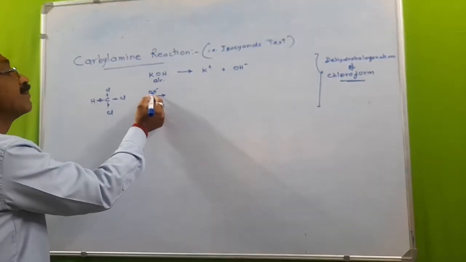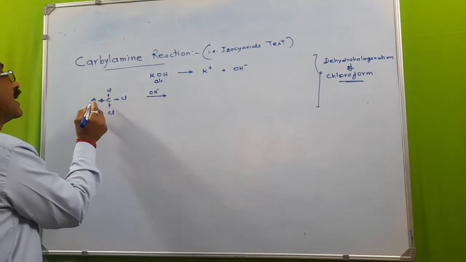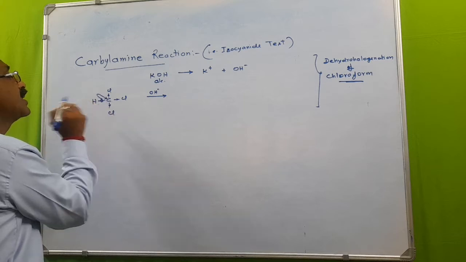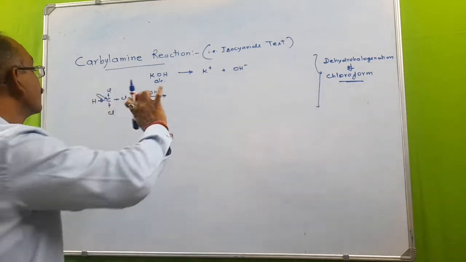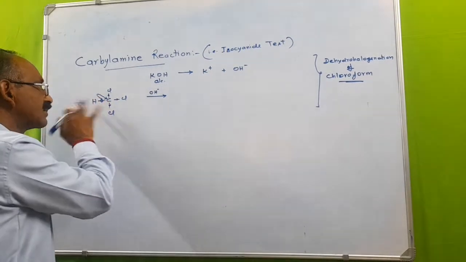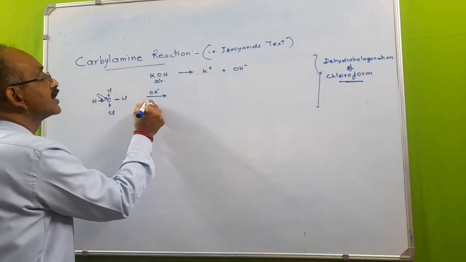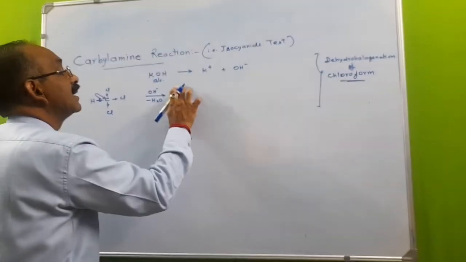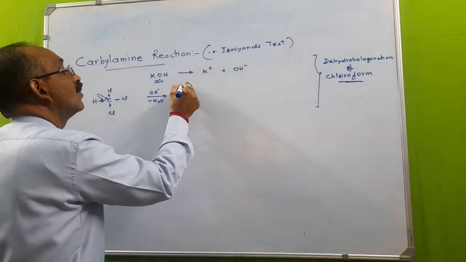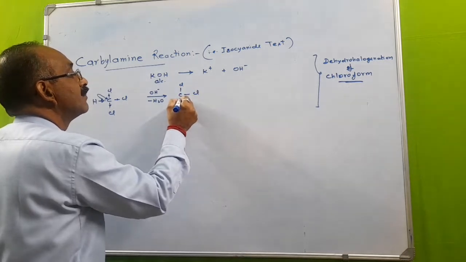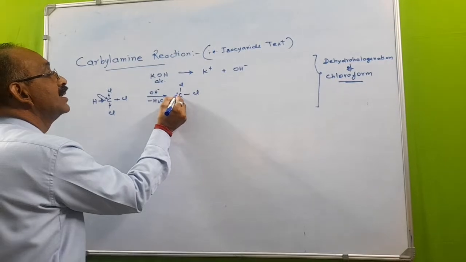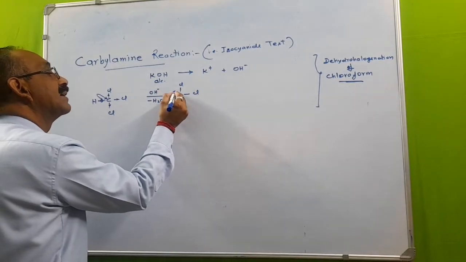Now what happens? Under the influence of this OH minus, the shared pair of electrons of the CH bond completely shifts over the carbon, and the H comes out as H plus, combines with this OH minus, forming H2O. Now here the remaining species is carbon. Over this there are 3 Cl, and as the 2 electrons come over this carbon, this carbon will get negatively charged.